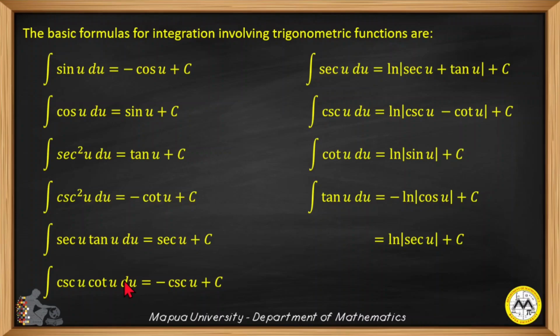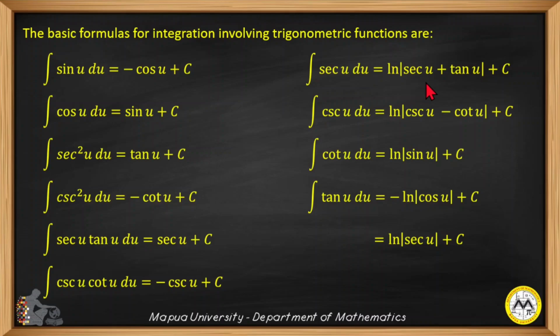So you do the same for the rest of the formulas, and we can define the integral of these trigonometric functions. The fifth formula is the integral of secant u tangent u du, which is equal to secant u plus the constant c. Again, the differential of secant u is secant u tangent u du, so the antiderivative of this function is secant u plus the constant c. The next formula is the integral of cosecant u cotangent u du, which is equal to negative cosecant u plus the constant c.